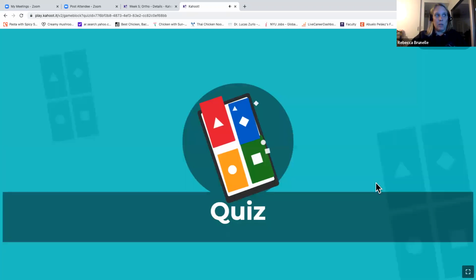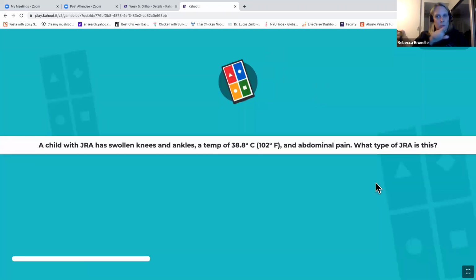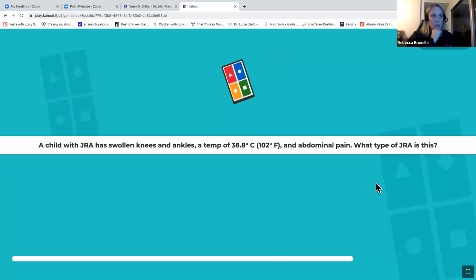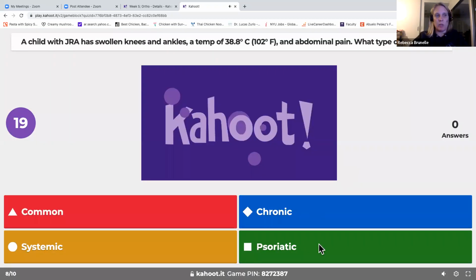So a child with juvenile rheumatoid arthritis, which is also called JIA, has swollen knees and ankles, a temp of 38.8, and abdominal pain. What type of juvenile arthritis is that? Common, systemic, chronic, or psoriatic?